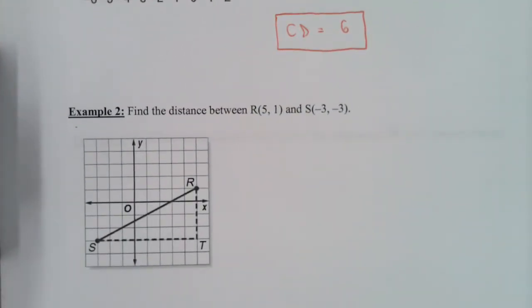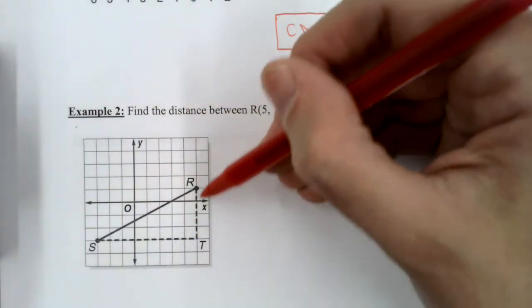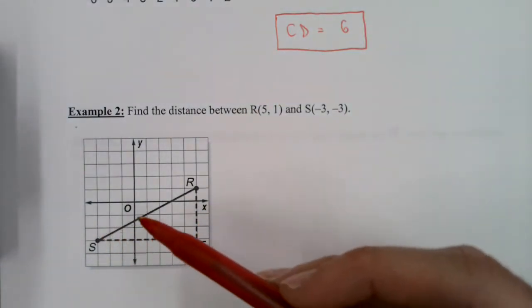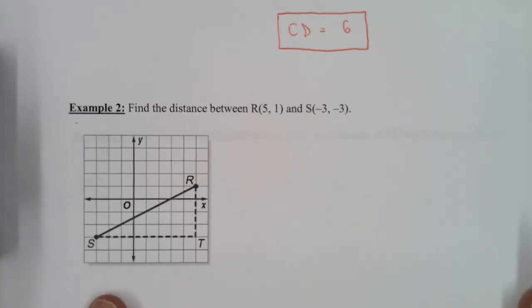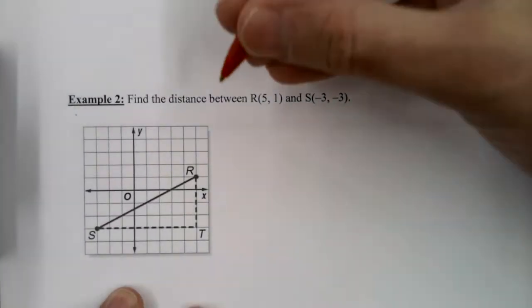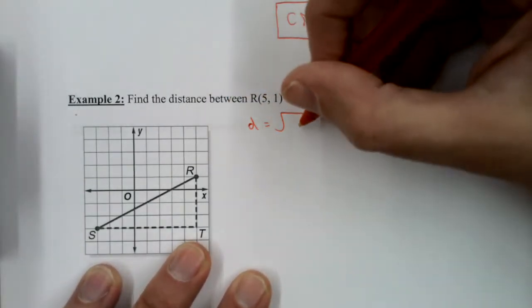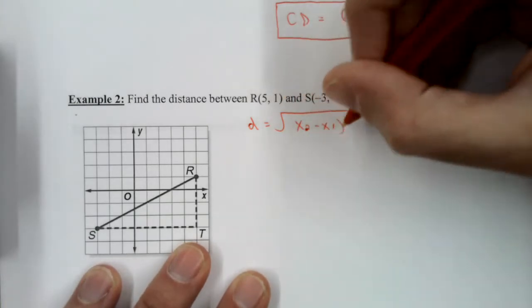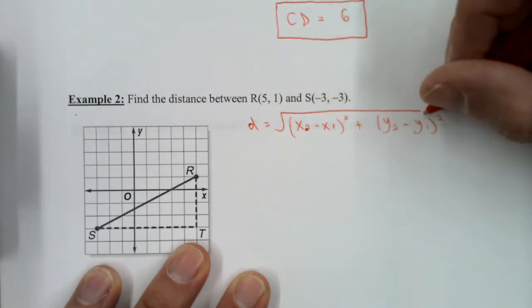Example 2, find the distance between R and S. Now, one way to do this is to use the Pythagorean theorem. You could label this segment, however long that is, and this segment, however long that is, and use the Pythagorean theorem to find the missing side. Or you could use the distance formula. That's where the Pythagorean theorem comes from. So the distance formula is above. I'm just going to recopy that down here. It's x2 minus x1, that's squared, plus y2 minus y1 squared.